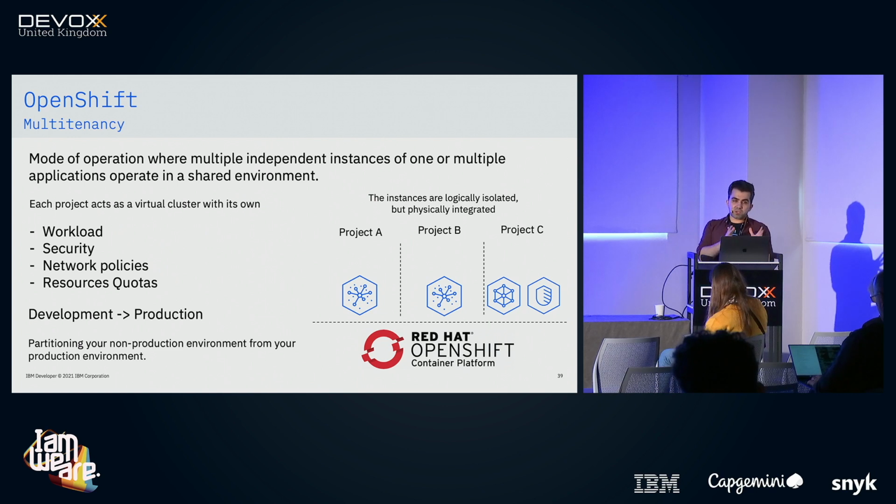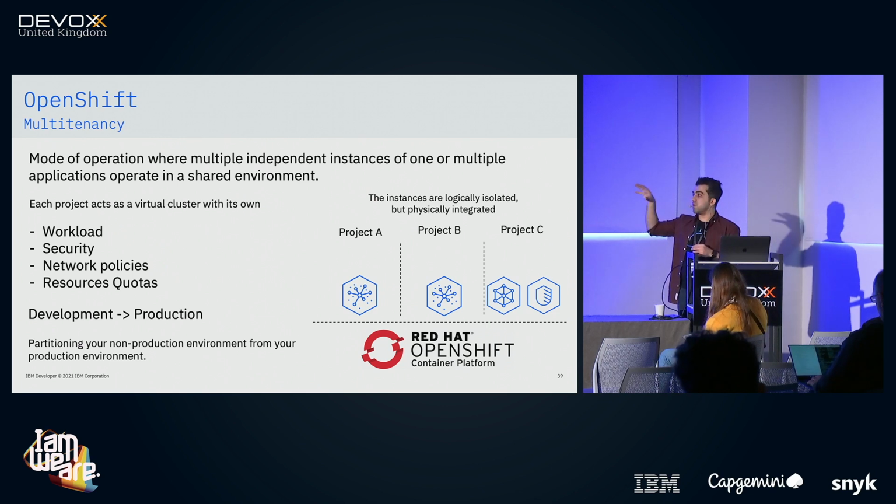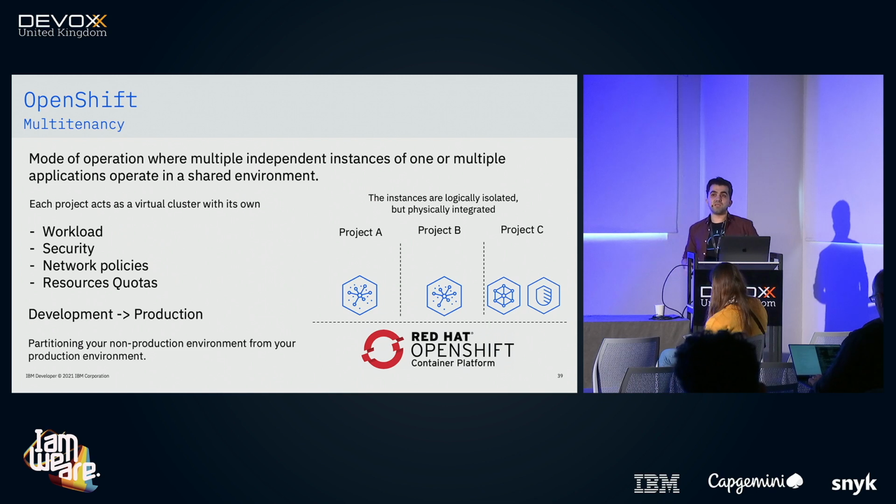So partitioning your non-production environment from your production environment. And the beauty of that is, if you've got your development team in one space, in one project, once that code is ready and it passes all the tests, let's say in project B, then you can easily push it to production without trying to move it from one platform to another. Everything happens in the same shared environment.